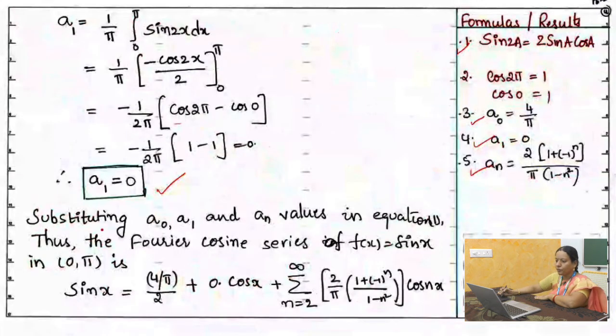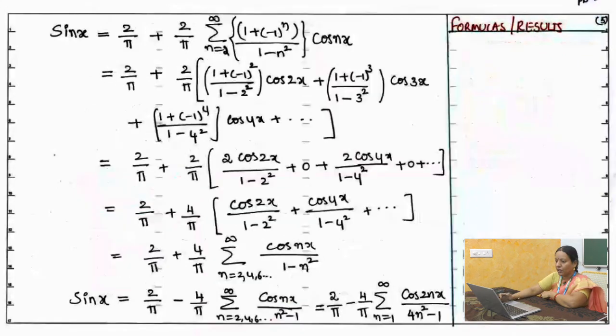Now, substituting a0, a1, an in equation 1, we get sin x equal to 4 by pi by 2 plus 0 cos x plus sigma n equals 2 to infinity, since you already substituted n equals 1 here. So here n runs from 2 to infinity, with an value that is 2 by pi, 1 plus minus 1 power n by 1 minus n square, cos nx. This is your required Fourier series expansion.